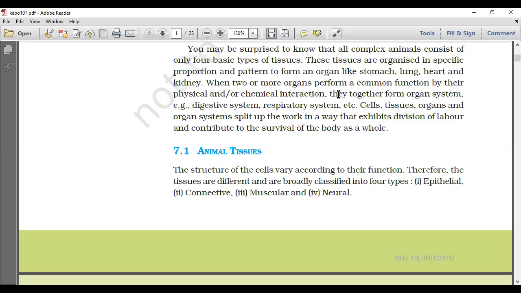Let's start with animal tissues. The structure of the cells varies according to their function. Therefore, the tissues are broadly classified into 4 types: epithelial tissue, connective tissue, muscular tissue, and neural tissue.